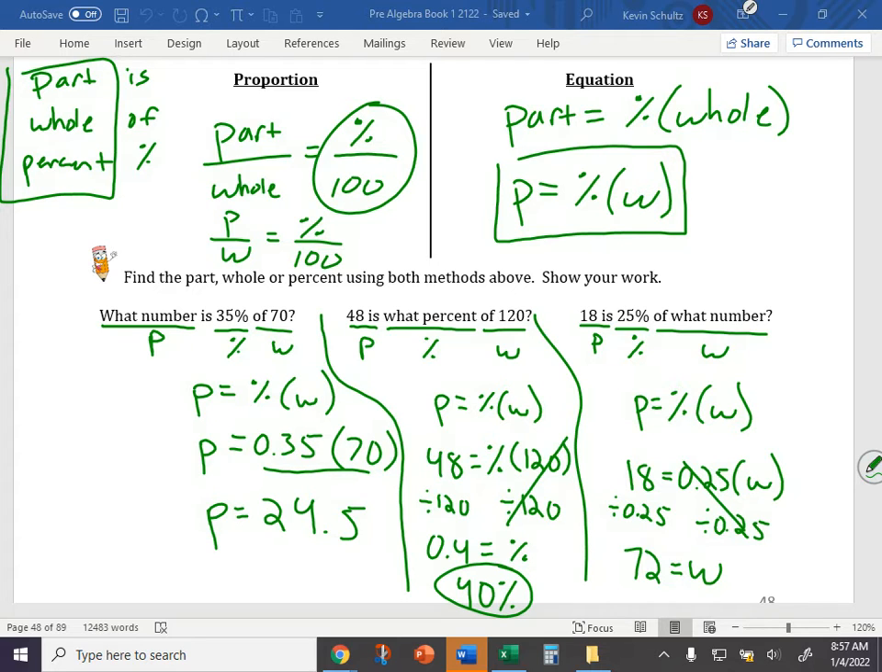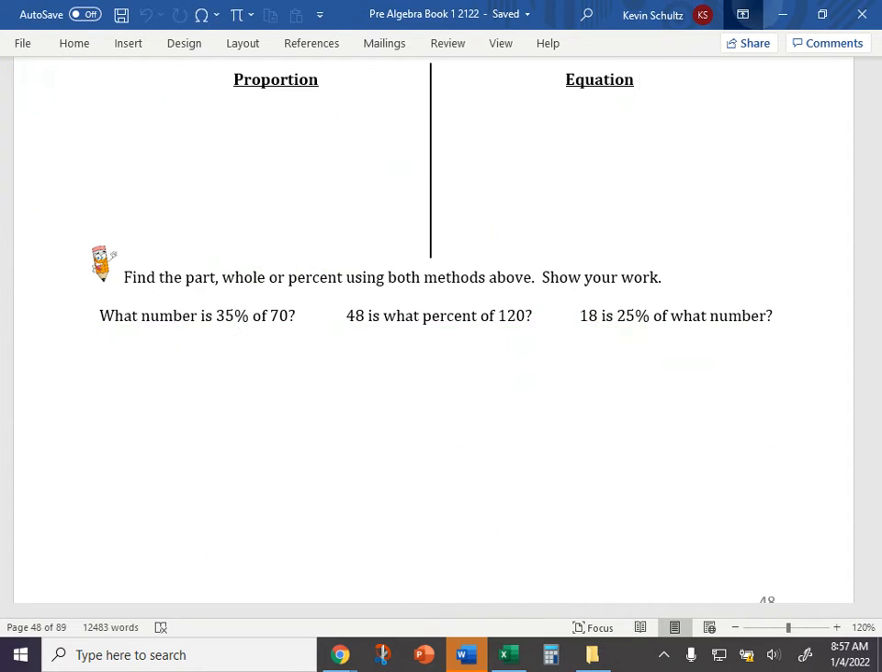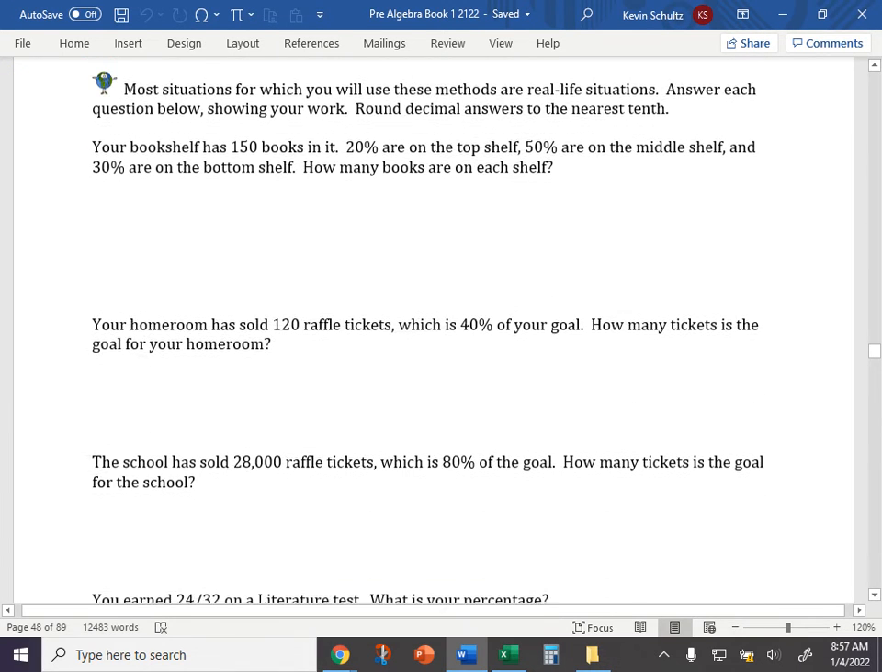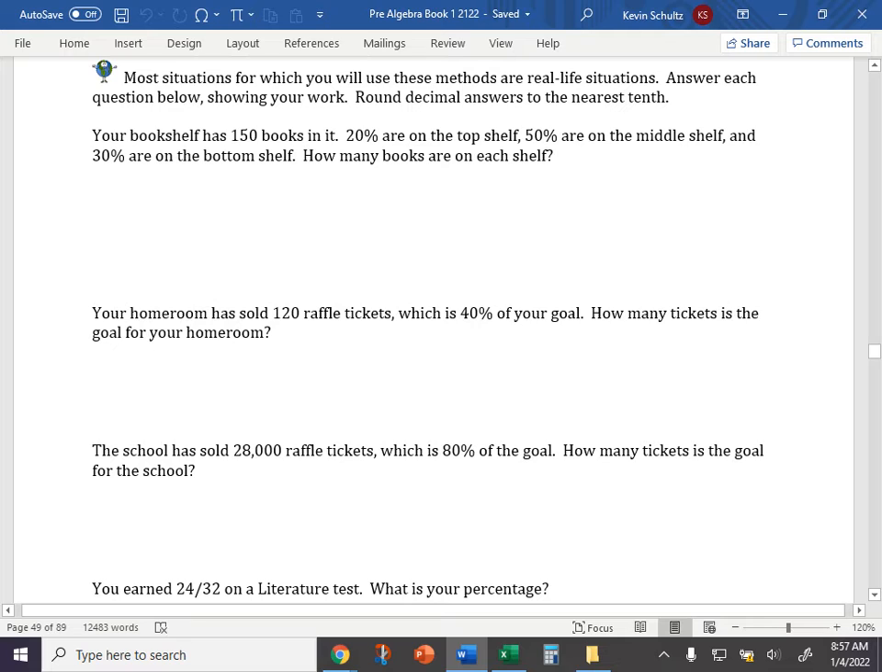Okay, let's look at page number 2 of PO26, not 56. It used to be 56. It says answer each question below showing your work, and if you get decimal answers, you can round to the nearest 10. It says your bookshelf has 150 books in it. 20% are on the top shelf, 50% are on the middle shelf, and 30% are on the bottom shelf. How many books are on each shelf?